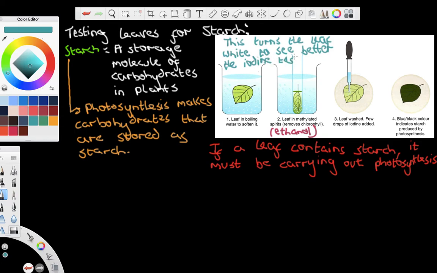And I am trying to fit this on here. So it's for number 2. We then add some drops of iodine. If it turns black, that indicates that starch is present.